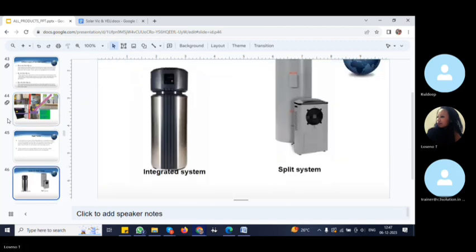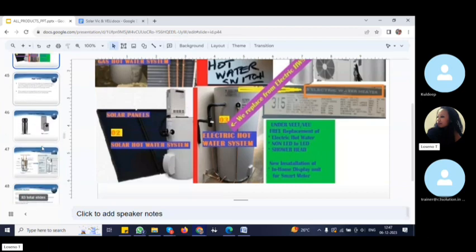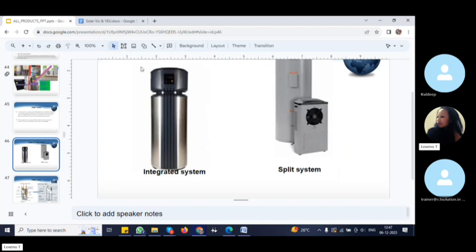So in order to help them get rid of the old one and save money on their electricity bill in the longer run, and also for their safety, their health safety, we are getting rid of the old ones and upgrading to this new heat pump.